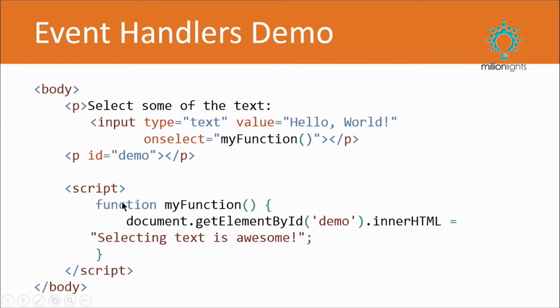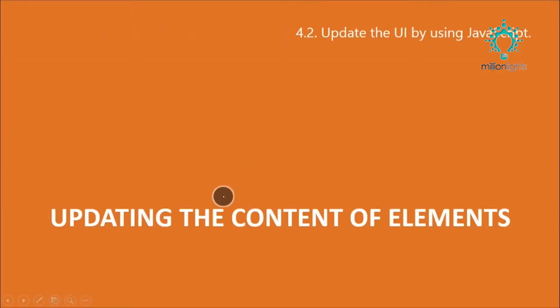Here we have a script with just a basic function, myFunction. We're referencing the document object again, and then the getElementById method with demo as the ID. Then we're setting the innerHTML to "Selecting text is awesome." We've got an input here. We're going to select some of the text, and let me show you what happens. We've got our event handler onselect. It's set to myFunction. Notice that, whoops.